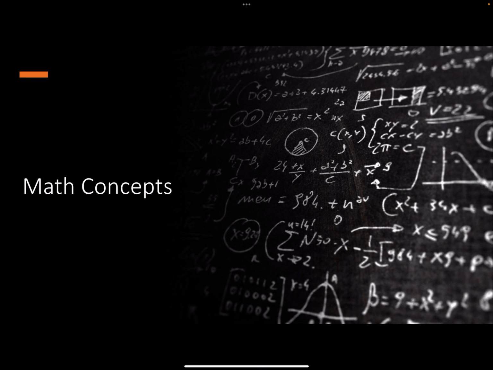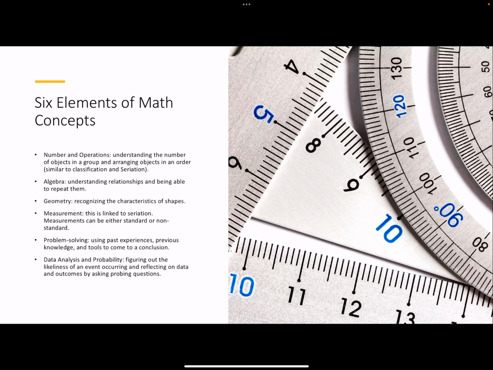And the next topic was math concepts. So there are 6 elements of math concepts: number and operations, algebra, geometry, measurement, problem solving, and data analysis and probability. So first, to start off with number and operations, this is understanding the number of objects in a group and arranging objects in an order, which is very similar, if not the same as classification and seriation, which we talked about earlier. So algebra is just understanding relationships and being able to repeat patterns.